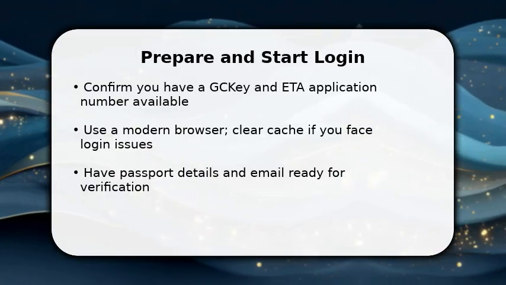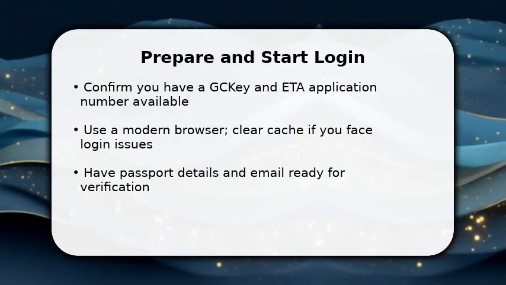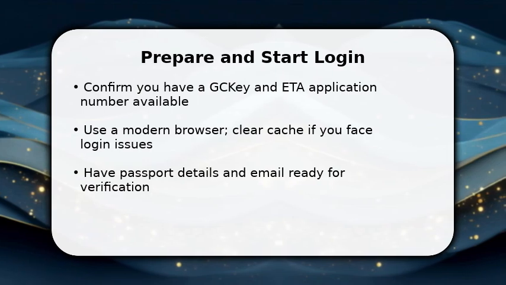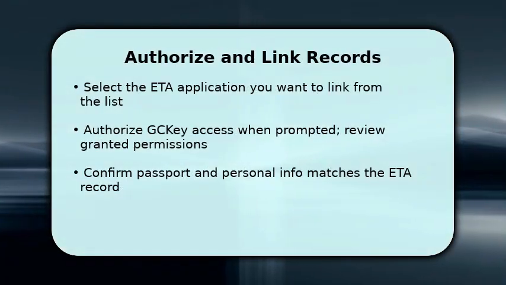If you haven't linked accounts, select the option to connect an existing EDA to your GCKey. This first action establishes the secure bridge between your travel record and your login. Once done, find the pending EDA application in the portal and choose the link or connect button.